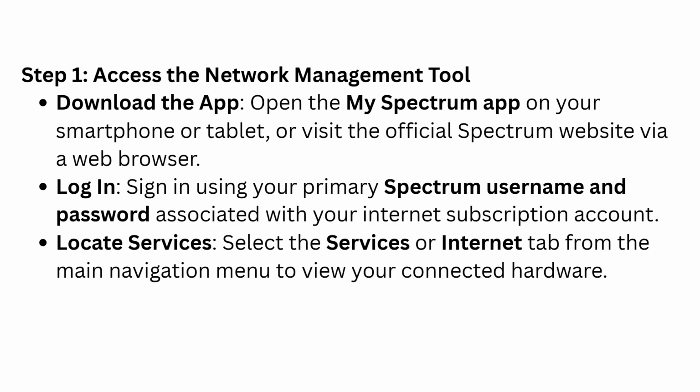Step 1. Access the network management tool. Download the app, open the My Spectrum app on your smartphone or tablet, or visit the official Spectrum website via a web browser. Log in, sign in using your primary Spectrum username and password associated with your internet subscription account. Locate the services. Select the Services or Internet tab from the main navigation menu to view your connected hardware.